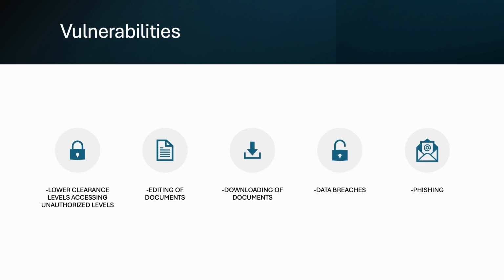Vulnerabilities. This slide highlights some key vulnerabilities that organizations must address to maintain the security and integrity of their systems. Lower clearance level accessing unauthorized levels. Users with insufficient clearance may attempt to access restricted files or areas. This vulnerability can be exploited if proper access controls aren't enforced.